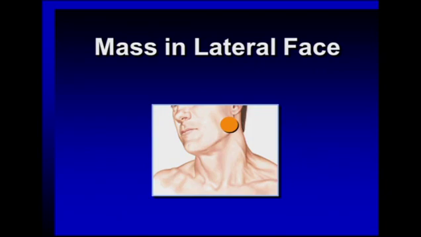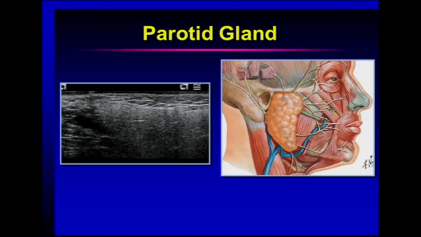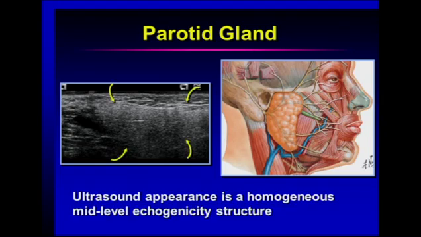Sometimes a patient will present with a mass in the lateral face, and these are often arising from the parotid gland. Anatomically, the parotid lies anterior to the ear canal, as we see on the anatomic drawing, extends caudally, and can extend to or even below the level of the angle of the mandible. So it's quite a large salivary gland.